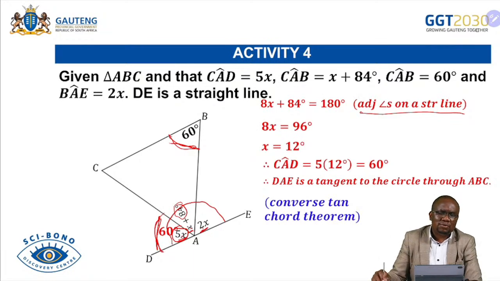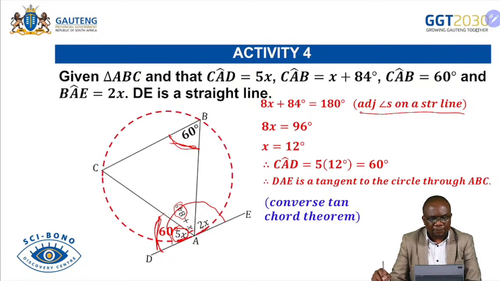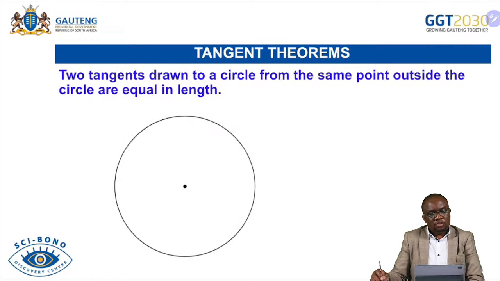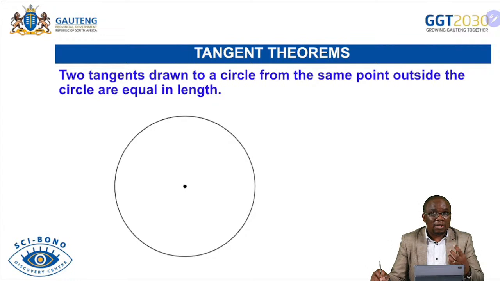Right, I want us to look at the last theorem for today's lesson, which is: two tangents drawn to a circle from the same point outside the circle are equal in length. Remember that. You must know how to apply this theorem. Just know how to apply it. We're not going to do the proof.